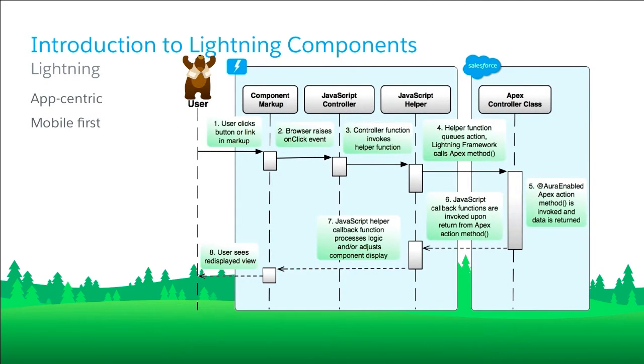With Lightning components, we have more of an app-centric model. It's often referred to as a single-page application, or a SPA. And it was built, as Laura mentioned, for Salesforce 1, so it was built mobile first. Your rendering is JavaScript rendering, and it's occurring client-side, which is going to give you faster response.